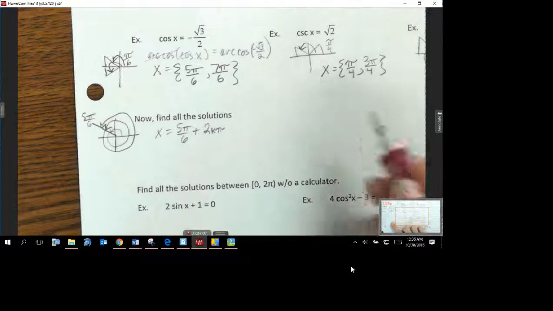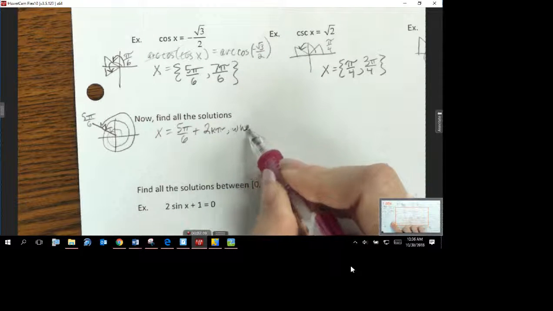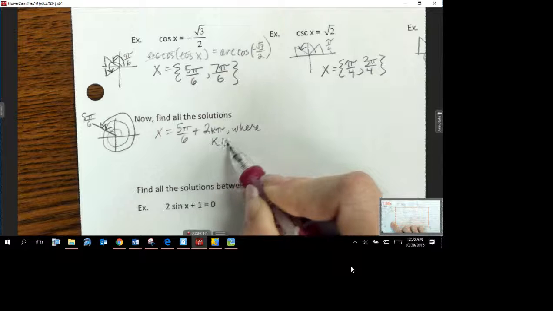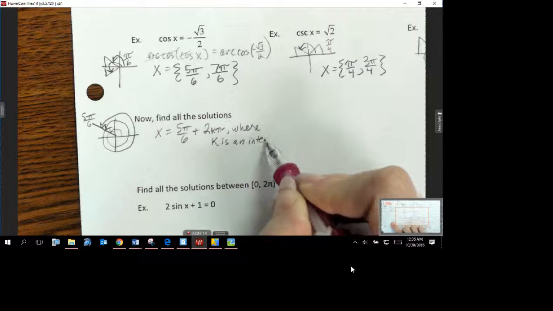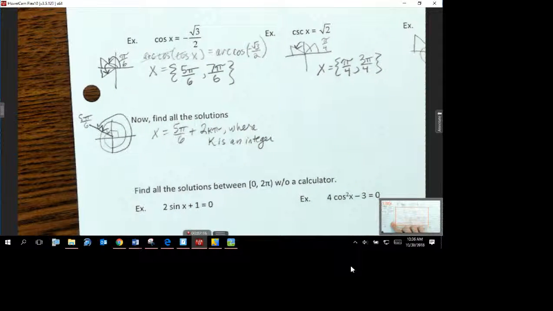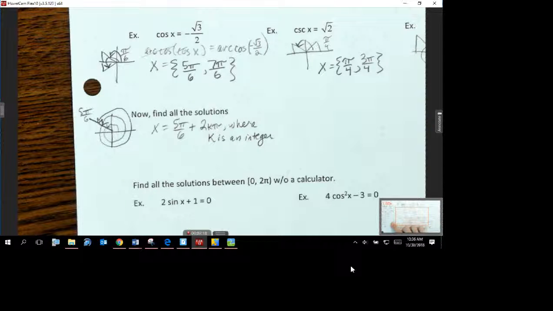2 pi k or 2k pi, where k is an integer. How did you know that? We have done that. We did it when we were doing asymptotes. We were doing the same thing, as we need to find all the solutions. But that's not all the solutions. That's only half of them.